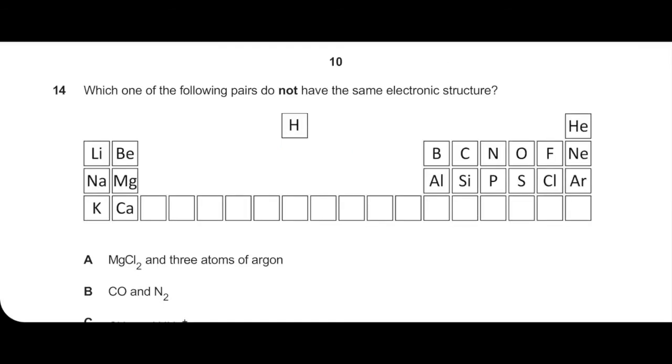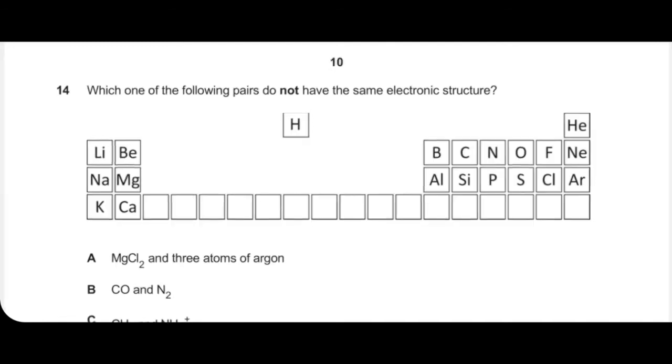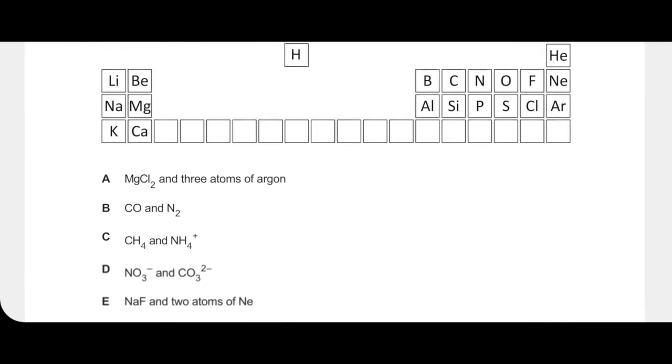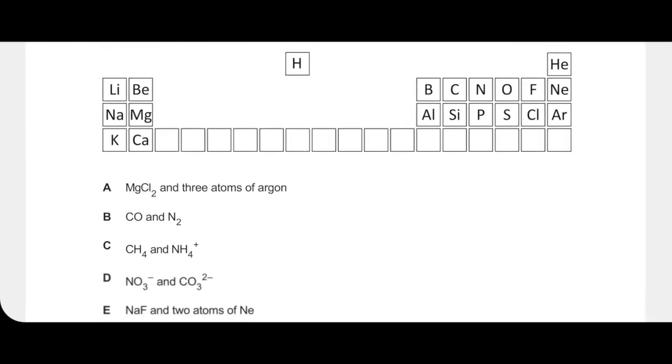Question number 14. Which one of the following pairs do not have the same electronic structure? And they've given us some elements in the periodic table and their position. And we have to choose between 5 options. So let's start with option A.